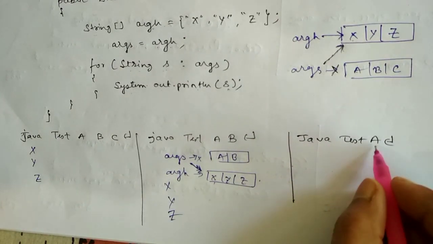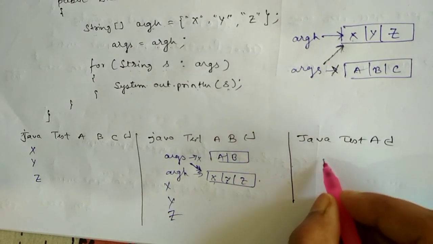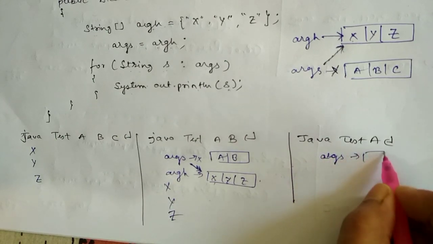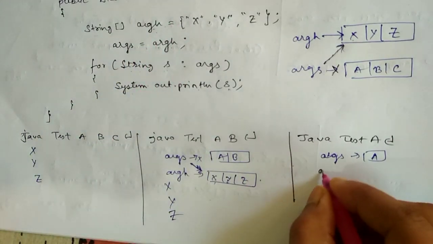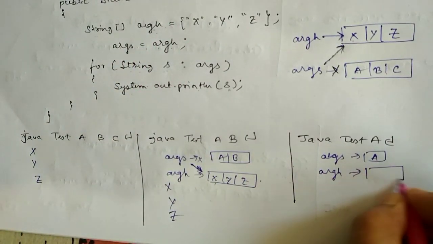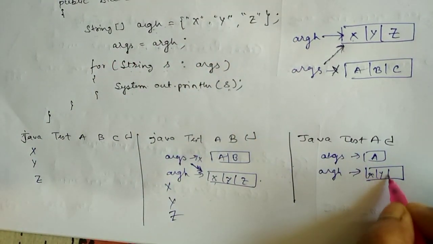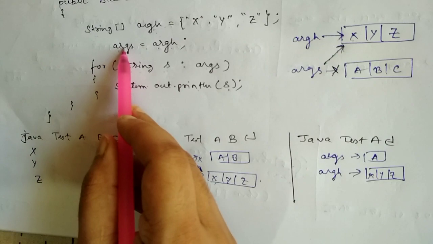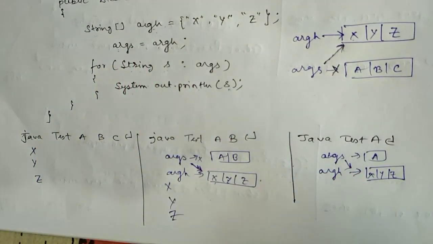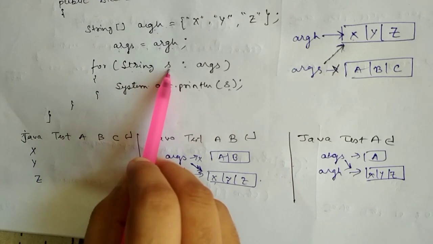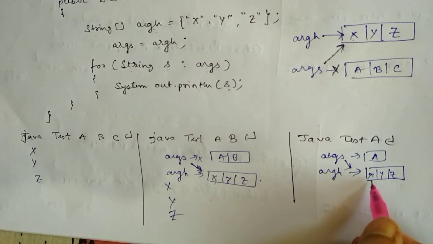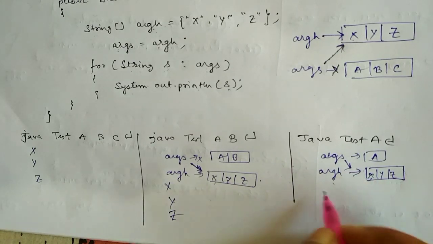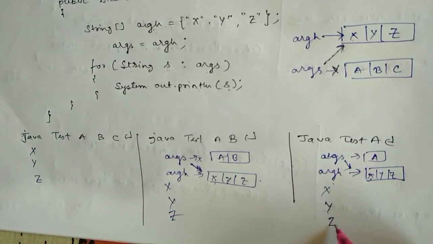In the third case, we have given the input as only A. So ARGS points to only A, and now ARGH, according to this line, points to X, Y, and Z. And now according to this line, ARGS will be pointing to ARGH. So for every string S in ARGS, it will print out. So the output will be X, Y, and Z.